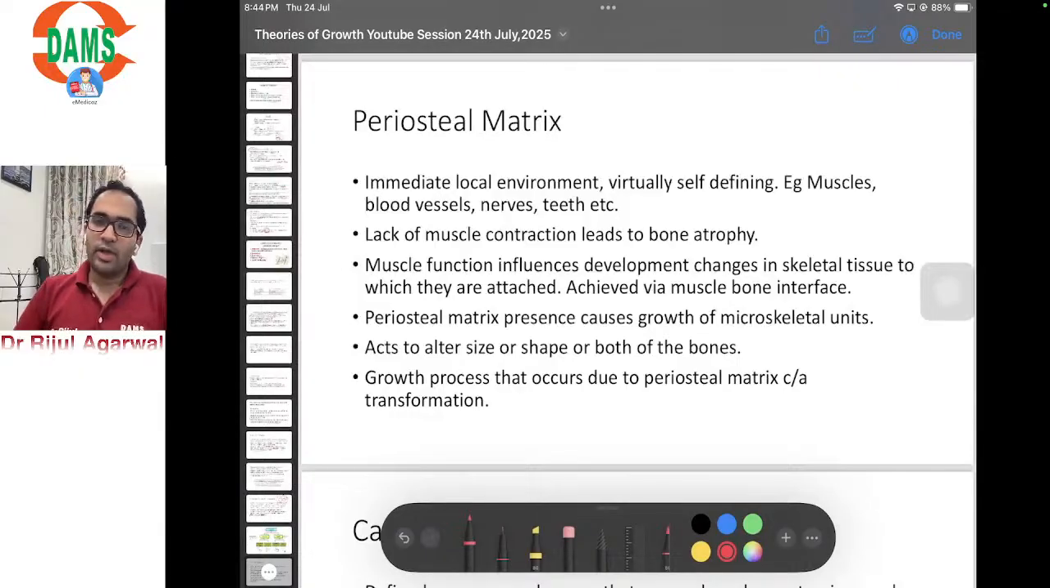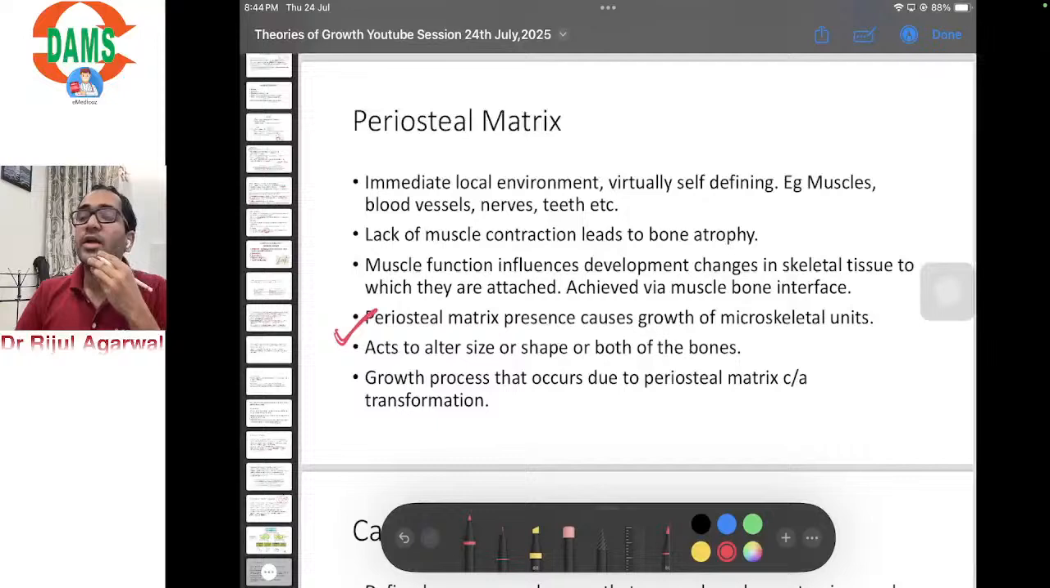Okay, moving ahead. So what is the role of muscle function? It allows the developmental changes in the skeletal tissue to which they are attached. So how is it achieved? It is achieved by the muscle and bone interface. So it regulates the growth of the microskeletal unit.